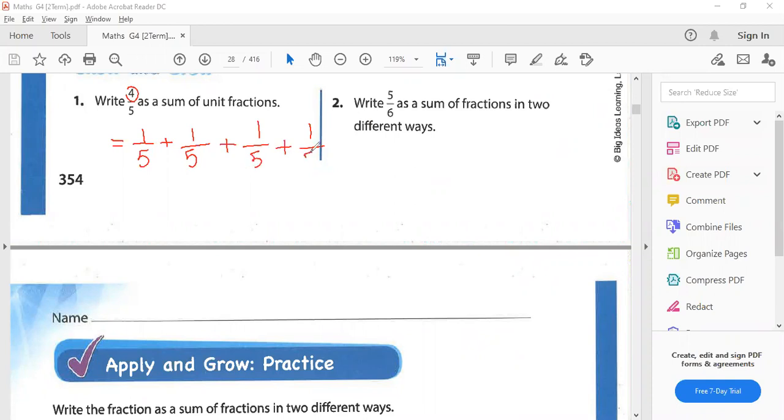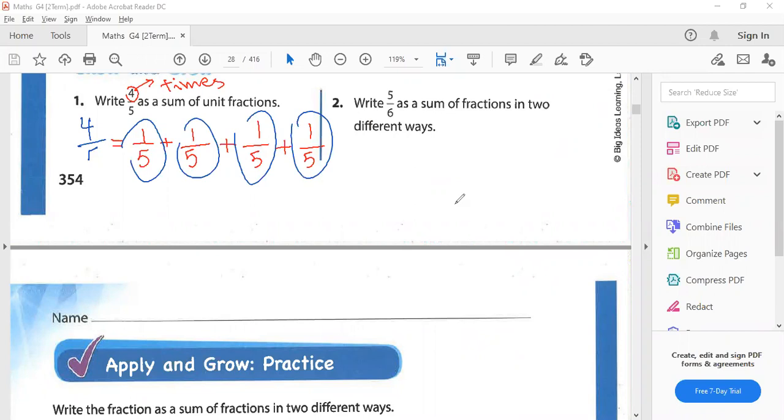Excellent. So we have 1 over 5, 4 times, to get 4 over 5. Excellent, my friend. Thank you. So now we have this 4 over 5 as 4 unit fractions.